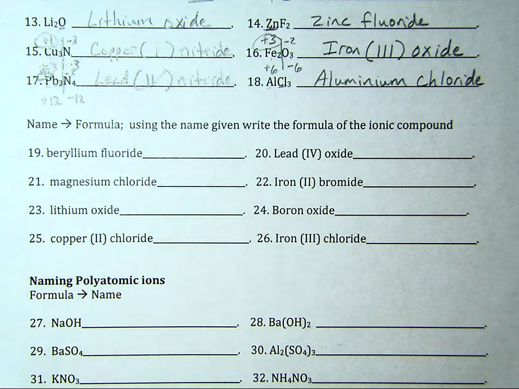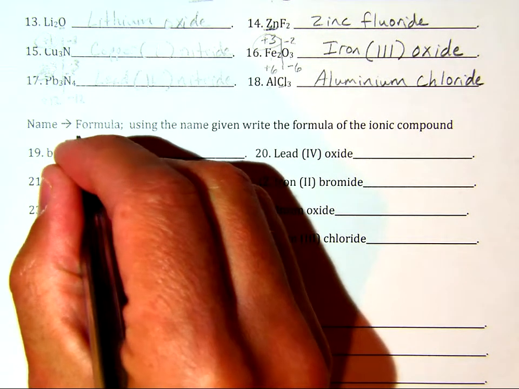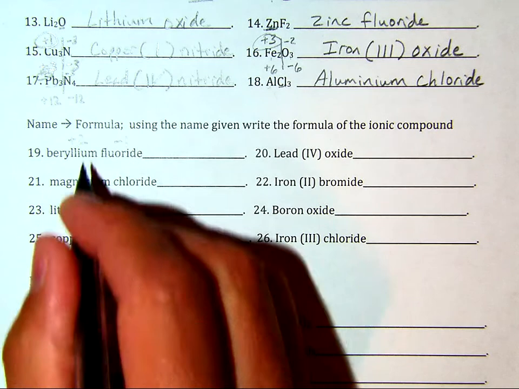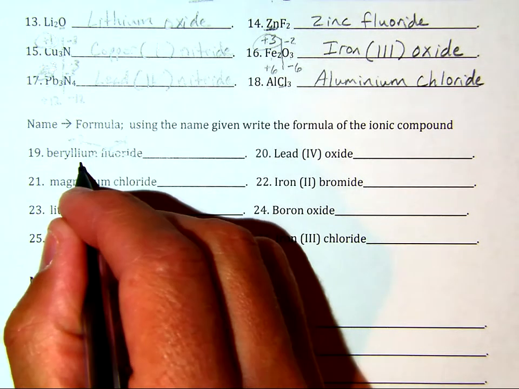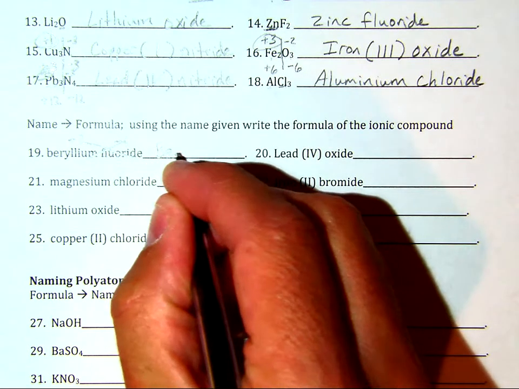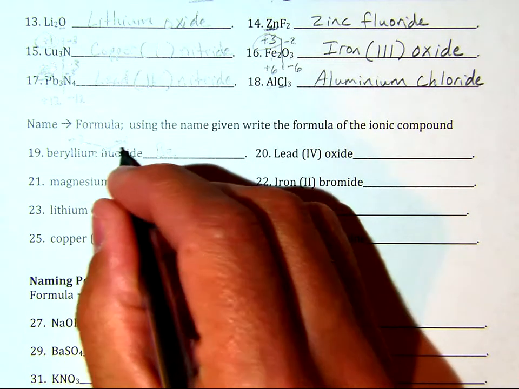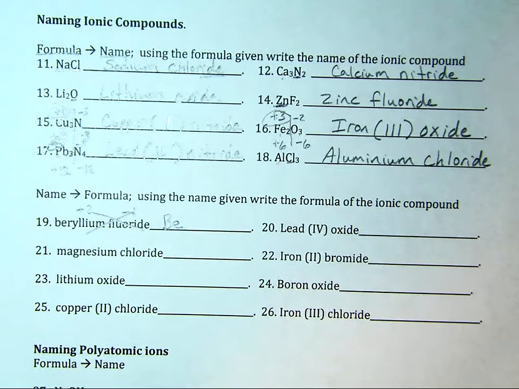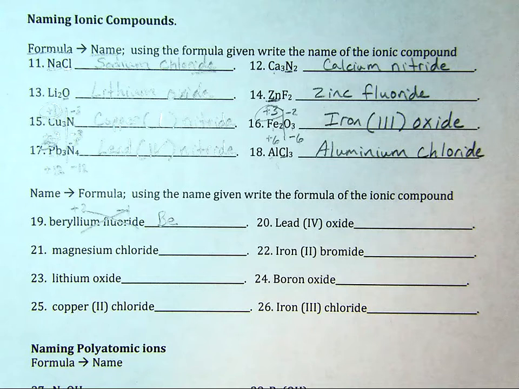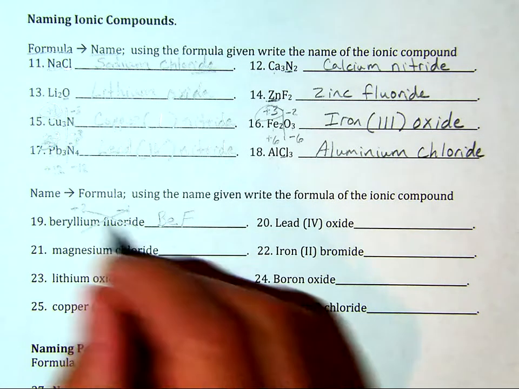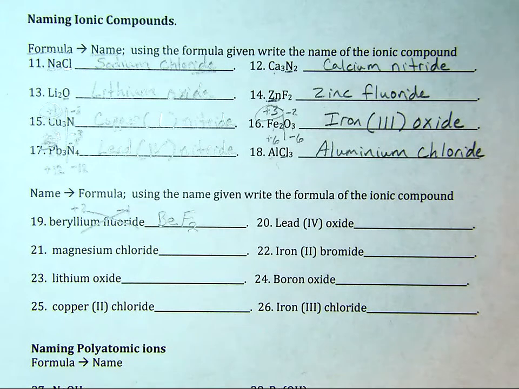What I always said in class was to write the charge above the name. So beryllium is +2. It's in group 2. And fluorine is a -1. And if you crisscross this, we've got beryllium is Be, and the 1 would come down. So you only bring down the number. But we don't write 1s in chemistry. They're implied. So it's just Be, and then fluoride is fluorine, and that's a capital F, and the 2 is going to come down here. So BeF2.